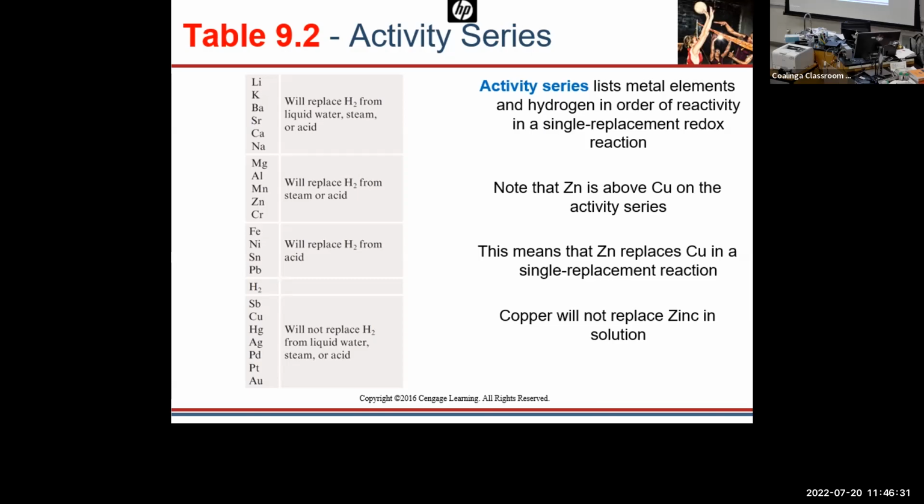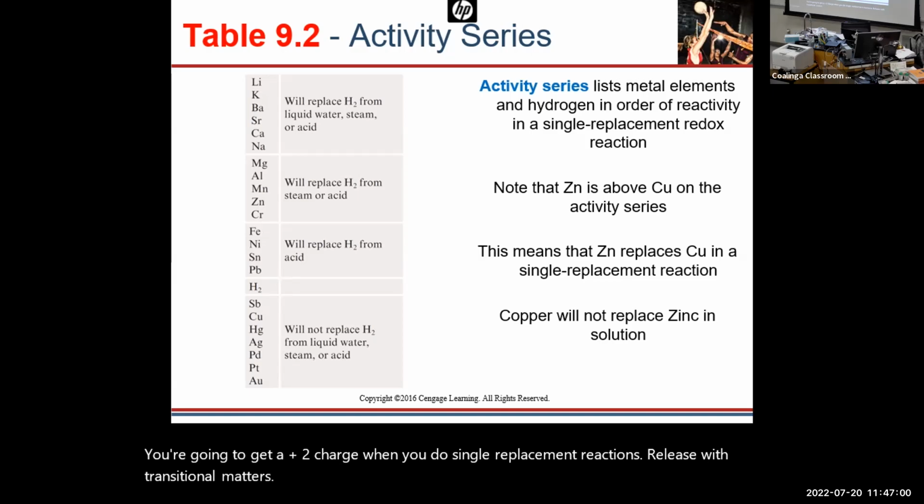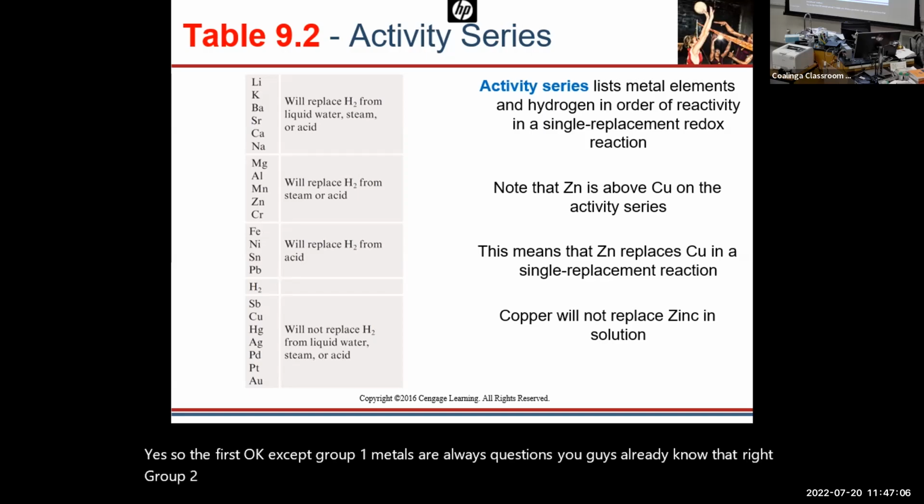Those are its reactions, right? And the rule of thumb is that except for iron, aluminum, silver, and cadmium, you're going to get a +2 charge when you do single replacement reactions. Transition metals. Except group 1 metals are always going to be +1. You guys already know that, right? Group 2 metals are always going to be +2. Everything else is going to be +2 except for aluminum, iron, cadmium, silver.